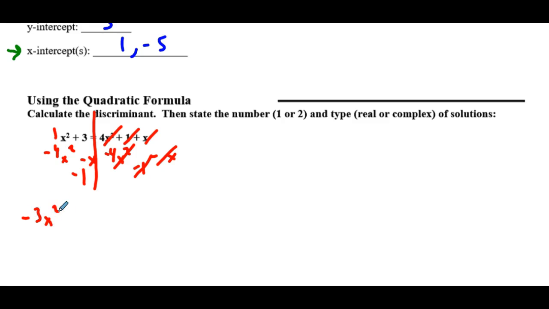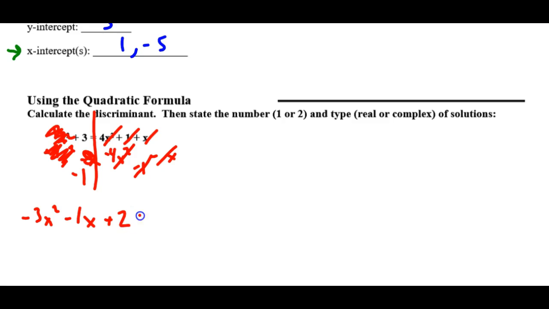I then have, so I'm going to cross those out, stay organized here so I don't make a mess. I have minus x, or minus 1x. I'm going to write out the 1 that's not shown. And then I have positive 3 minus 1, so that's really positive 2.